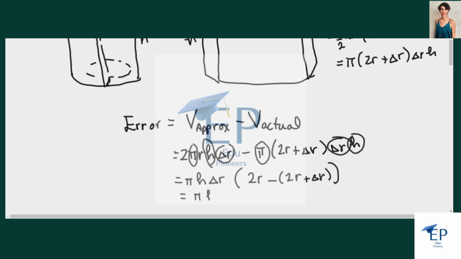So pi h delta r times minus delta r, or minus pi h delta r squared. I got minus for the answer because maybe I was supposed to subtract them the other way, and then that'll make it plus. Okay, so that's the error that we're making, which if delta r is small, will be a very small error. Okay, there you go.